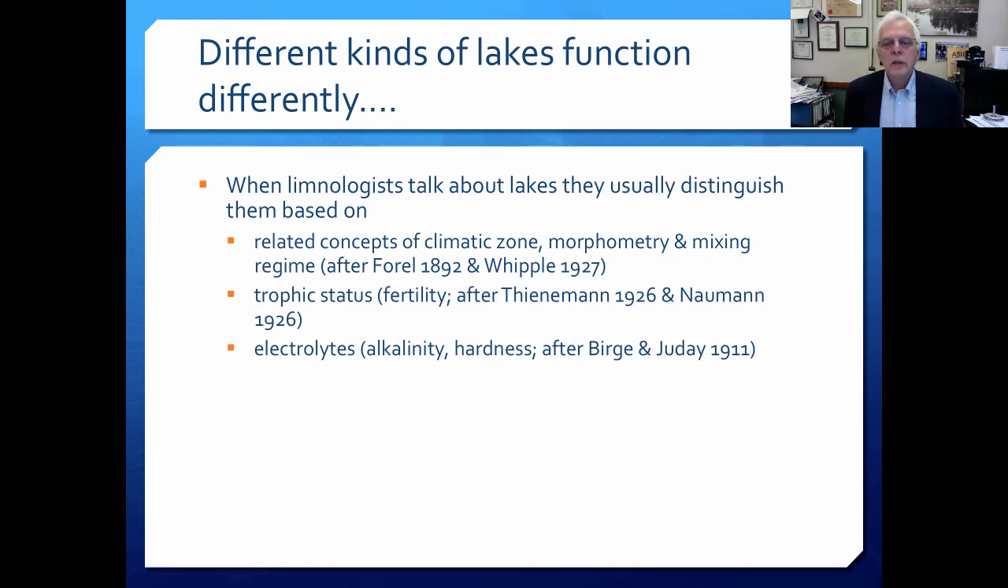When limnologists talk about lakes, they usually distinguish them based on three different things. First, related concepts of climatic zone, morphometry, and mixing regime. And this has a long history, going back to the late 1800s. They also distinguish them more and more these days based on trophic status, that is, fertility, that is, how much nutrient is in them. Are they clear water, or are they rich in nutrients and therefore very turbid or green in color? And limnologists also distinguish lakes based on their electrolytes, and we think of things like the salinity, hardness, and alkalinity of those lake systems.